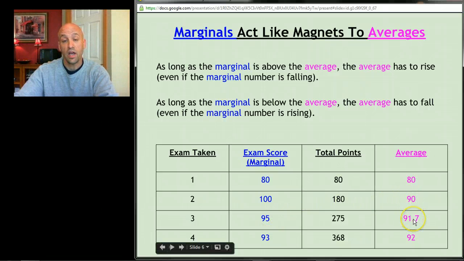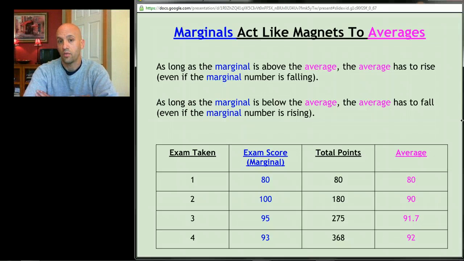So the 90 average has to rise. Notice that your average is rising, even though the marginal is falling. The marginal is falling from 100 to 95, but that 95 is still higher than your average, and so your average had to rise. If on the fourth exam you got a score of 93, that 93 is still above what your average was before that exam, which was a 91.7. So again, even though the marginal number is still falling from what it was, your average again has to rise. Marginals act like magnets to averages.